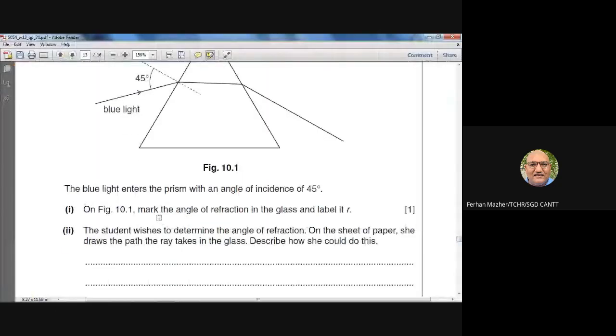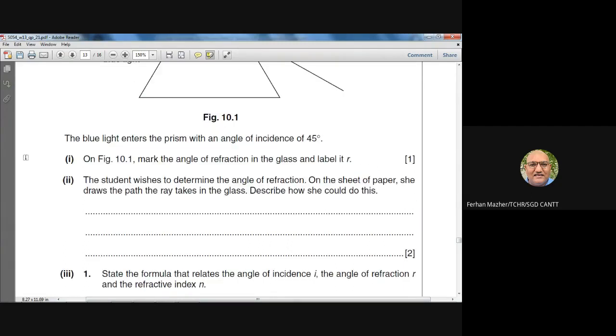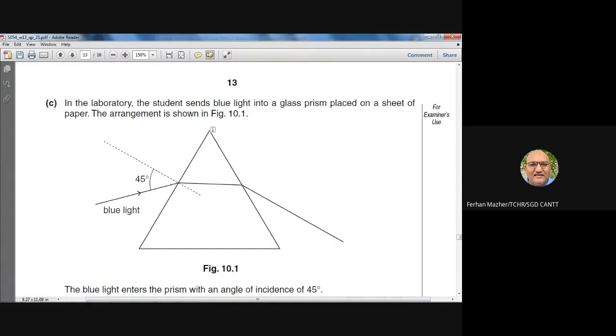So the student wishes to determine the angle of refraction on the sheet of paper. She draws the path of the ray it takes in the glass. Describe how she could do this. Very simple. You will take a white paper and put it on a drawing board. You will put the prism like this. You will mark its boundary, and remove the prism. On the left face, at the middle point of the line you have drawn on the paper, you will draw a normal.